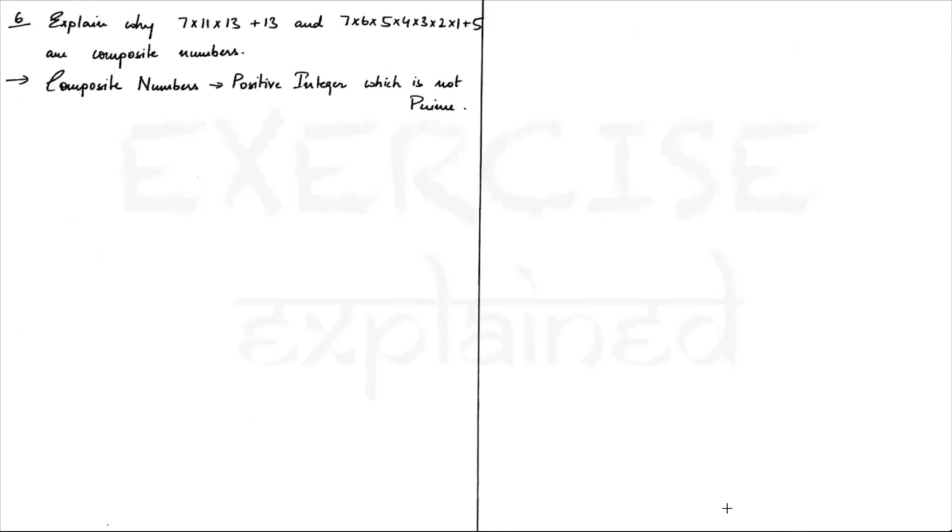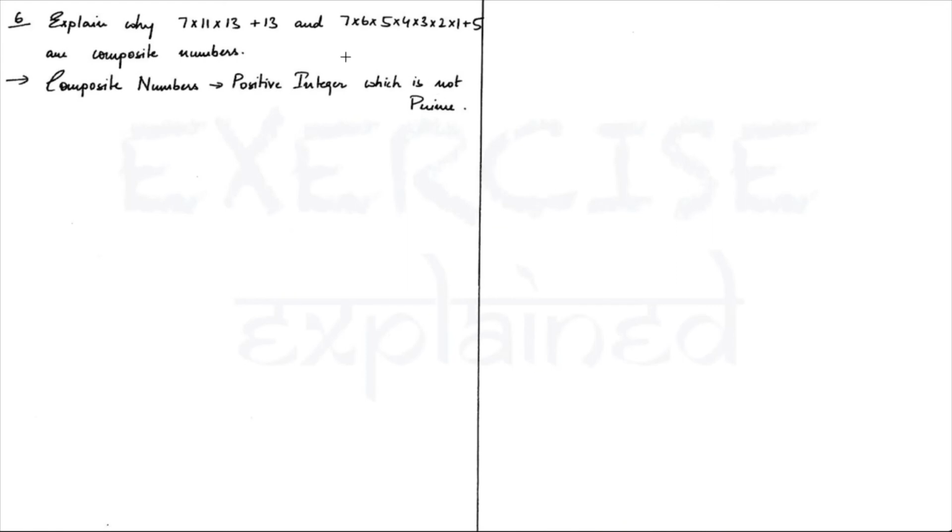Coming to question number 6 of real numbers exercise 1.2, explain why 7 into 11 into 13 plus 13 and 7 into 6 into 5 into 4 into 3 into 2 into 1 plus 5 are composite numbers. So you can see here I have already written what composite numbers are. These are nothing but positive integers which are not prime.